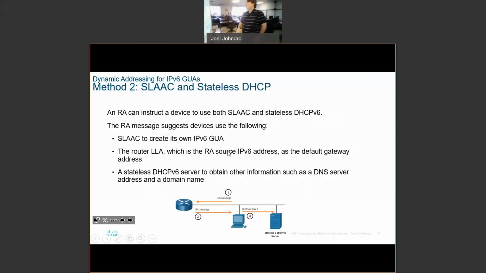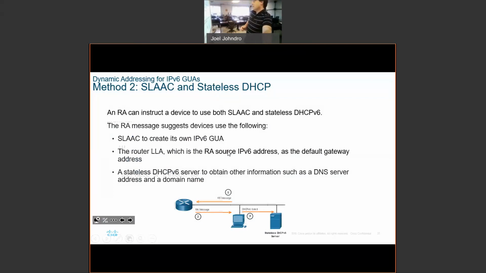Method two is called SLAAC with stateless DHCP, or sometimes it's just called stateless DHCP. It's basically the same thing, only on the router you do one more additional line of configuration to signify that you're a stateless DHCP setup, and you also program it with a DNS server or a domain name, just a couple of things that the router will pass along to all hosts on the network so that they can self-configure. The hosts still configure their own interface ID as part of their global unicast address, the last 64 bits.